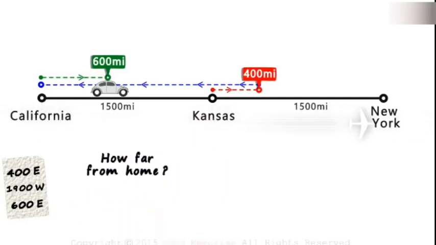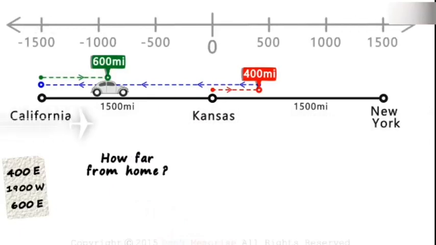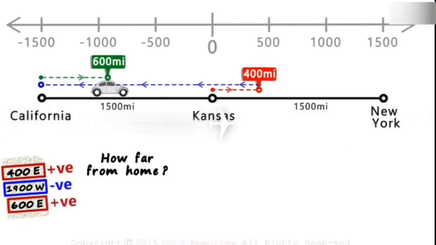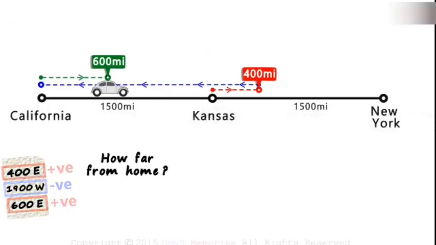To understand that answer, think of this as a number line. A number line in which east is positive and west is negative. 400 miles to the east will be positive 400. Then 1,900 miles to the west would be negative 1,900. And 600 miles to the east would be positive 600. What would these numbers add up to?